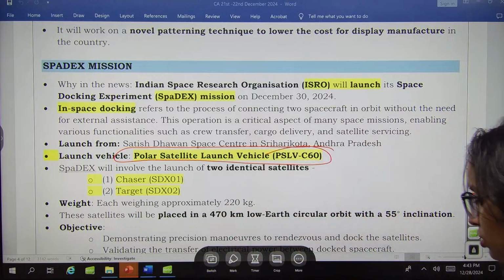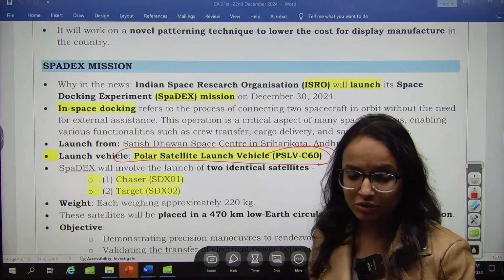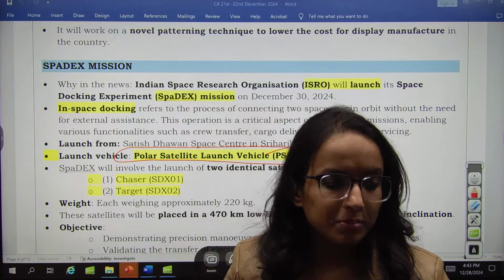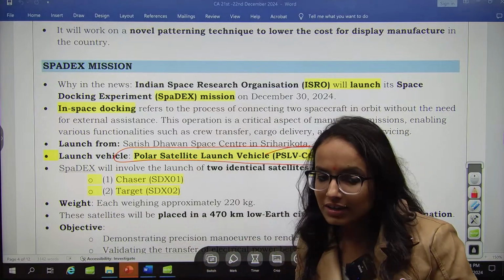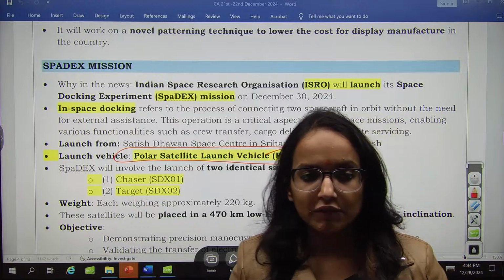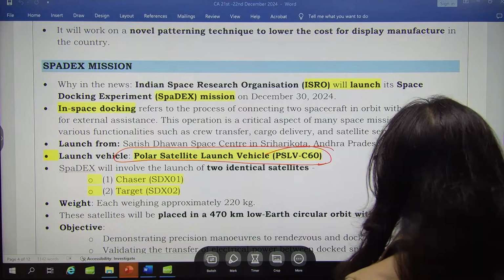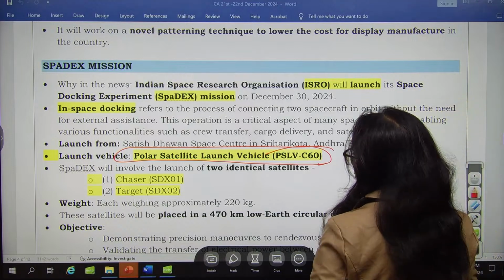Also, I am giving you this question. Tell me, PSLV is famously known with some other name. So, there is a proper title given to PSLV in India. What is the name of PSLV? The launch vehicle, PSLV, Polar Satellite Launch Vehicle. It has a very famous title attached to it. It is famously known as what? Tell me the name in the comment section, everyone.